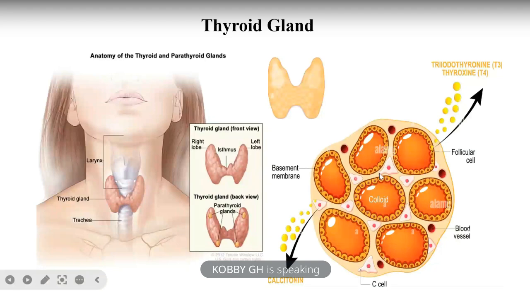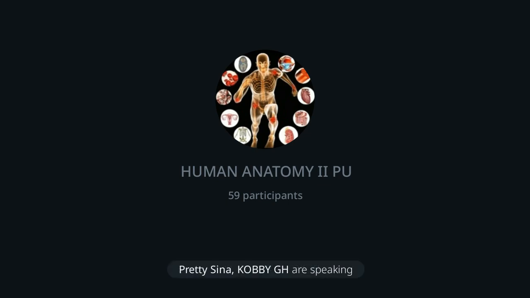So you see here, we have the parafollicular cells inside. Okay, that's the C cells. You see, it's labeled over here, C cells. The C cells are the same as the parafollicular cells. Is that okay? Yes, sir.